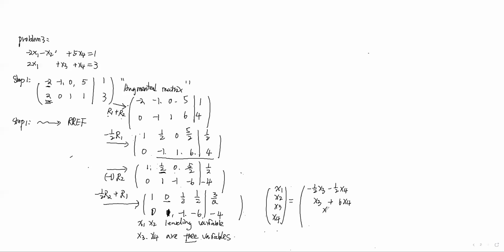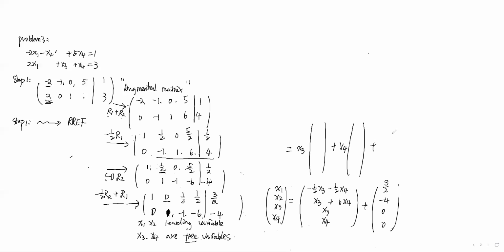You don't have to think. This is just x3. This is x4, and then plus this one. This is negative 4, 0, 0. And then the method is the same. You write in x3 and x4 and plus this one. Okay, you may say for this problem we have an extra one because this is a non-homogeneous equation, right? That's why. Okay, so we just copy this.